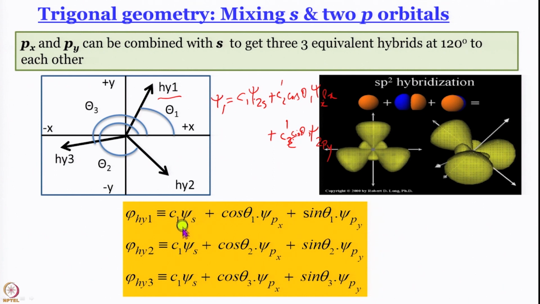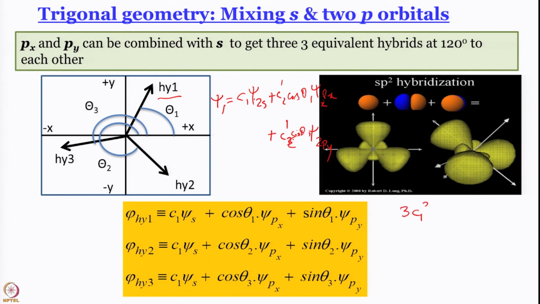These C1s, see what we have written, same C1 for psi s everywhere. Why? Because the contribution of s to all the orbitals has to be same, we are working with equivalent orbitals. So s character is same. Also there is only one 2s orbital in the atom.